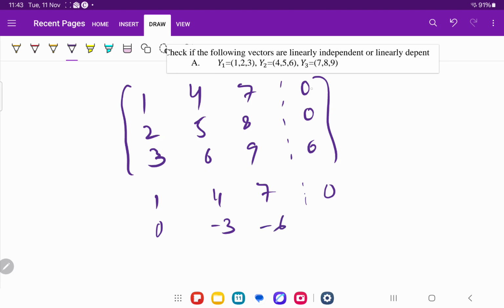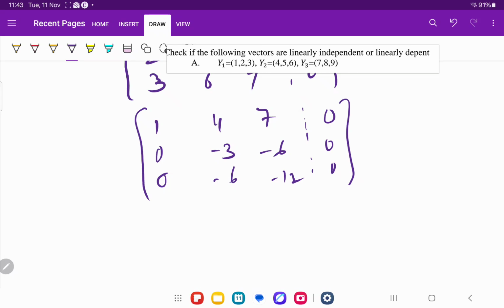Minus 2 multiplied by 0 0, and 0 is there. Minus 3 plus 3, answer is 0. Minus 12 and 6 minus 6, and minus 21 and 9 minus 12, and 0. Now we'll try to make the leading element 1 in the second position, the second non-zero element. The second non-zero element in the second row is minus 3, because this is a leading element and we want to make the leading element 1.